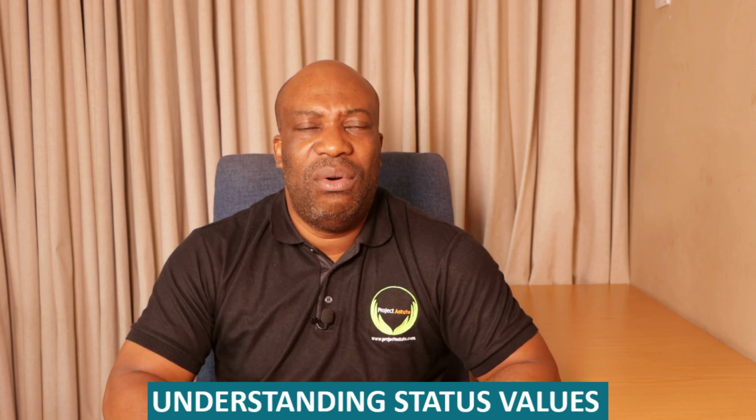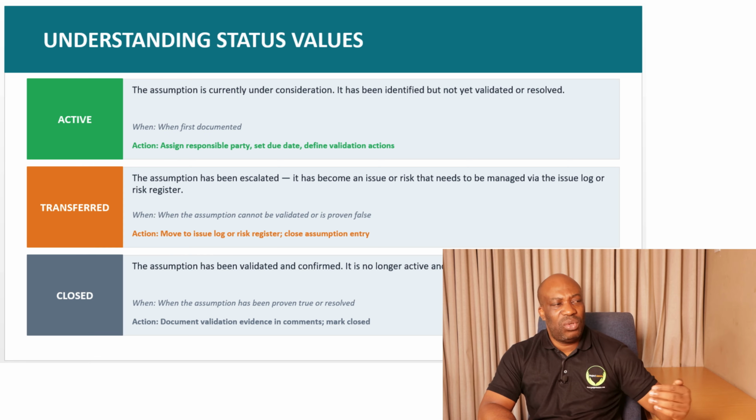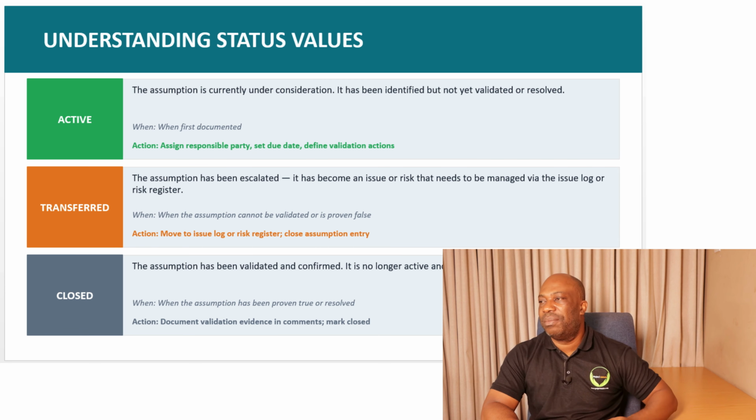In this section of the video, I'm going to take you through the understanding of the status values of assumptions. So let's go through that. The first one is when you say the status is active, it means the assumption is currently under consideration. It has been identified but not yet validated or resolved. And then when it's first documented, the action here is to assign the responsible party, set a due date, and define validation actions. So if it is active, it means it's something that is still being considered. You assumed it, you still need to validate it and make sure that it's closed.